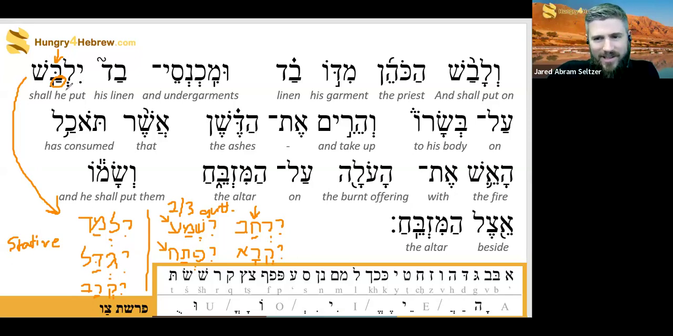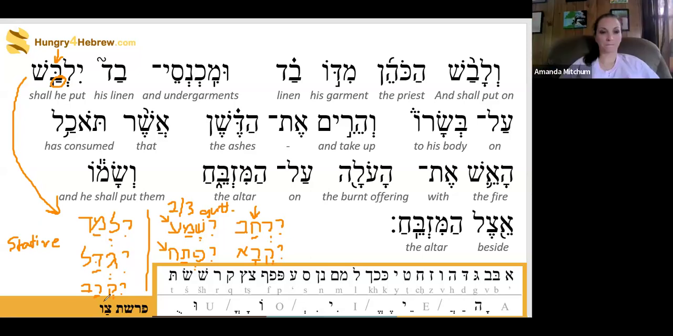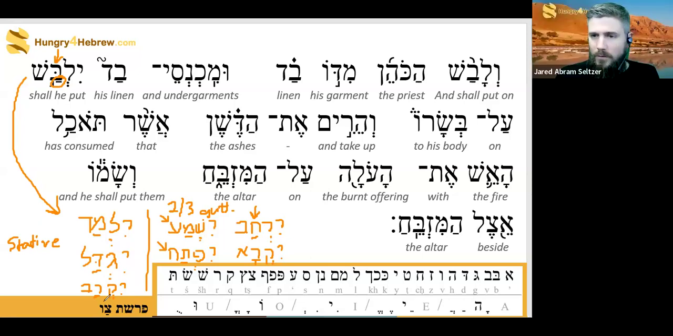So maybe yilbash isn't seen as a stative verb later on in the Bible, same story with Yilmad, but I think originally they were. Yigdal and Yikrav are examples of full-fledged stative verbs. He will be great, Yigdal. He will be near, Yikrav.